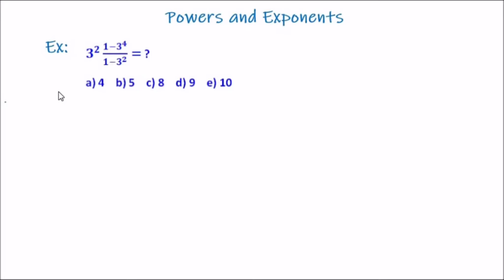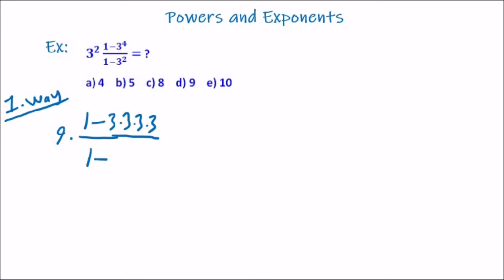So let's get started. You can solve this question in two ways. The first way is you can just calculate these numbers, put them inside the equation, and then make the calculation. For example, 3 to the power of 2 is what? 9. So just put 9 here, and then 1 minus 3 to the power of 4 is 3 times 3 times 3 times 3, divided by 1 minus 9.